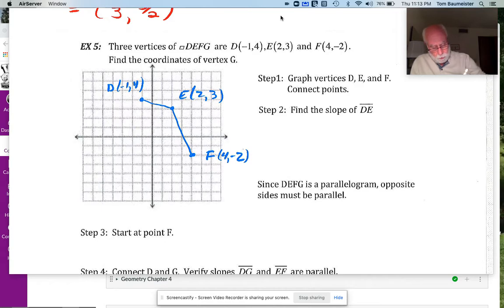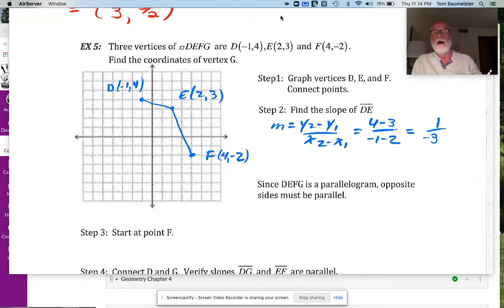So remember, slope is y2 minus y1 over x2 minus x1, which is 4 minus 3, and again, negative 1 minus 2. And if I do that, I'll get 1 over negative 3. And remember, that negative can go where you need it to be. It could go on the top. It could be on the bottom. So that's why a lot of times I'll just put it right out front, because then you can choose which one it'll help you out with.